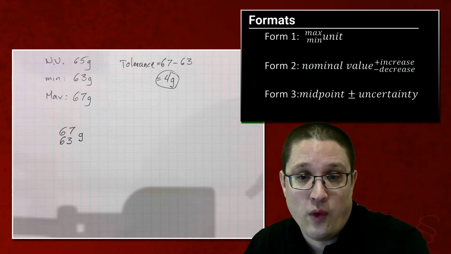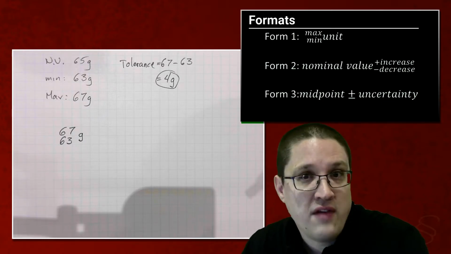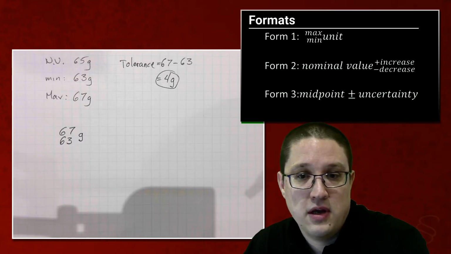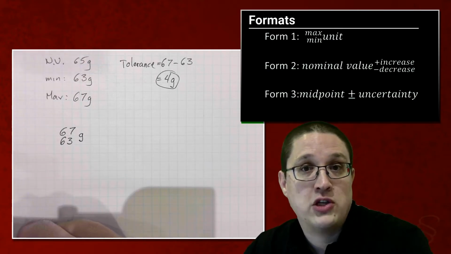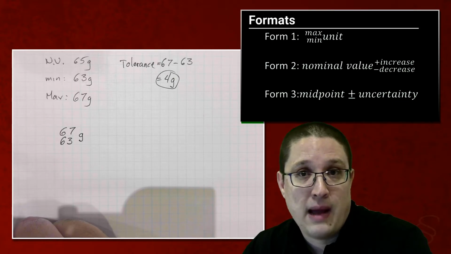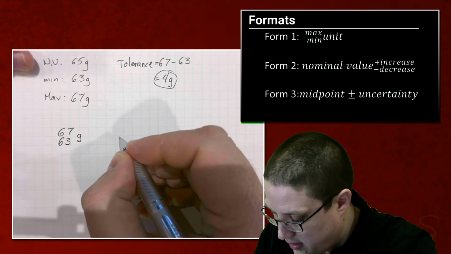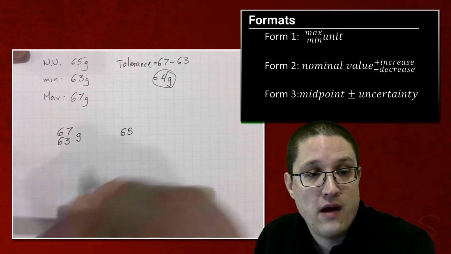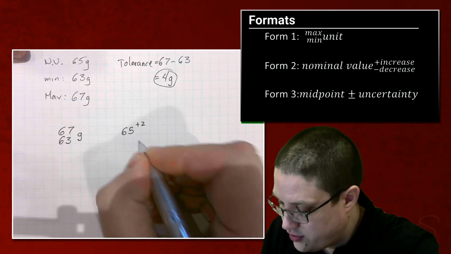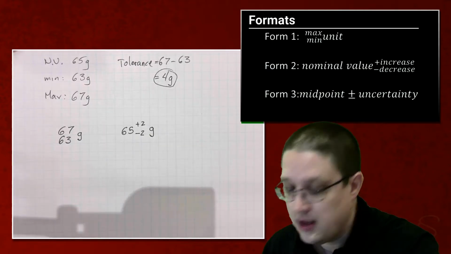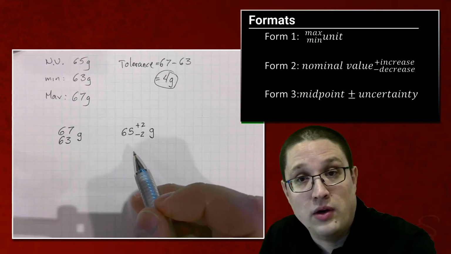Now, the second form is the most common one, I find. This you treat as two little math problems. You have a nominal value and you say how much can you go up and how much can you go down from there. These little math problems must result in your minimum and your maximum. So if I start off and I say my nominal value is 65 grams, I can go up plus 2 or down minus 2. This results in my tolerance here.